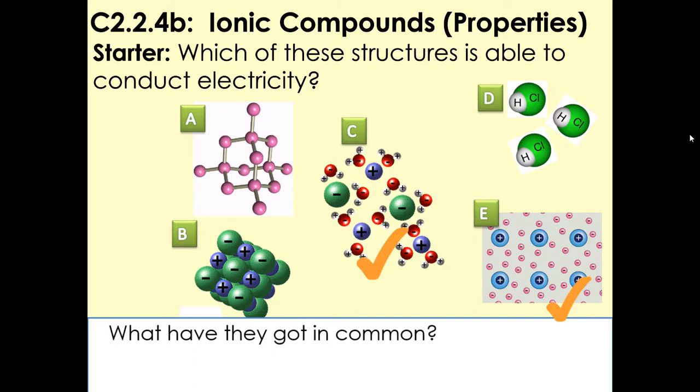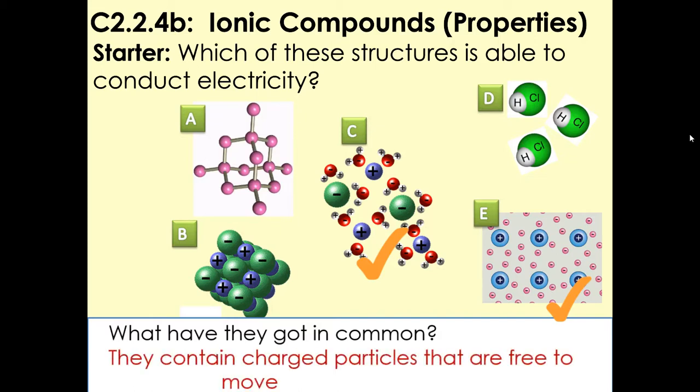In C, something is dissolved in water. So you've got charged particles there, plus and minus, that are dissolved. Because it's in solution and dissolved, it can move. And E is a diagram of a metal. So you've got the positive cations and then you've got the delocalized electrons that can move. Both C and E have got charged particles that can move and therefore they can conduct electricity. As it says on the slide, what they've got in common is they contain charged particles that are free to move. So we'll look at this in a bit more detail now.